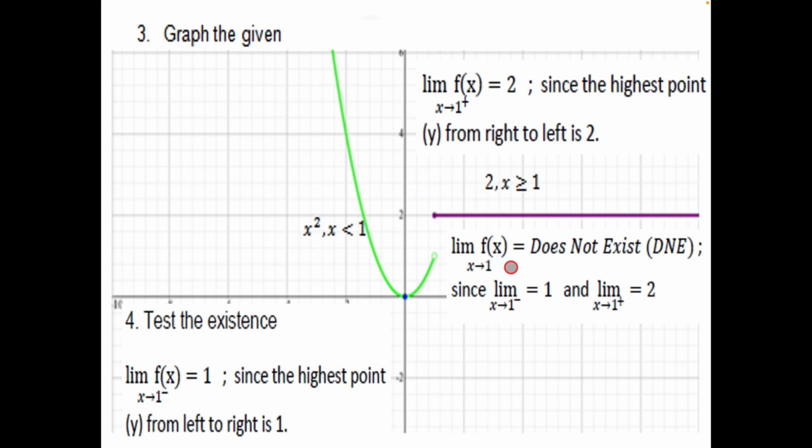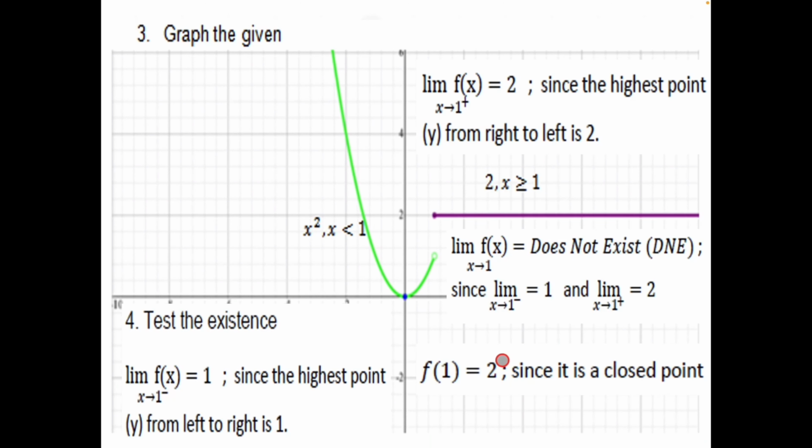Now, we have to test if siya ay nag-exist or hindi. So, the limit of the function of x as x approaches 1 only, walang positive, walang negative, is equal to does not exist. Bakit siya does not exist? Kasi yung limit as x approaches 1 negative is 1, while yung x approaches 1 positive is equal to 2. They are not equal. So, therefore, this does not exist.